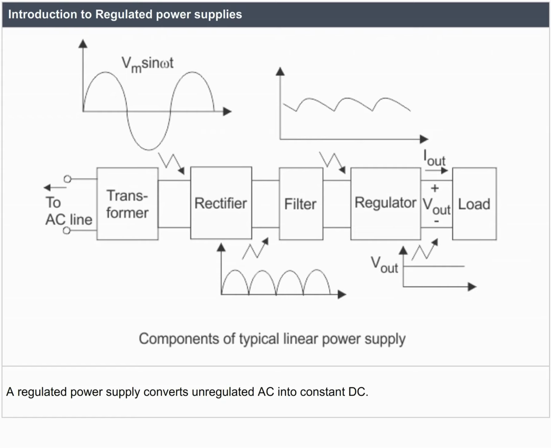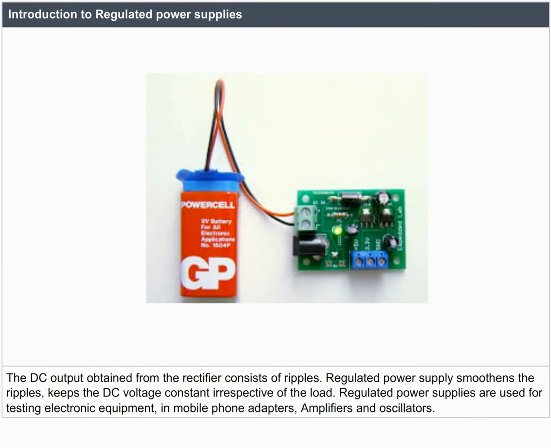Introduction to regulated power supplies. A regulated power supply converts unregulated AC into constant DC. The DC output obtained from the rectifier consists of ripples. A regulated power supply smoothens the ripples, keeps the DC voltage constant irrespective of the load. Regulated power supplies are used for testing electronic equipment, in mobile phone adapters, amplifiers, and oscillators.